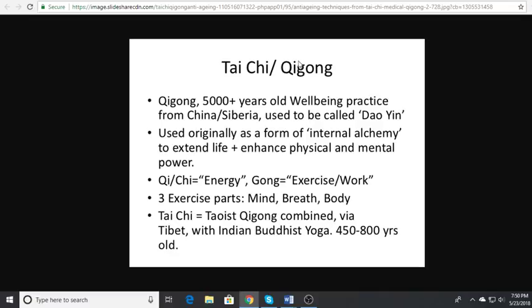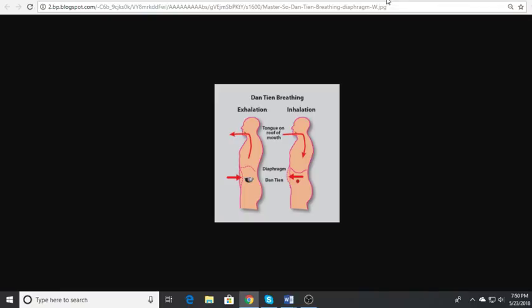Now, Tai Chi is Qigong combined via Tibet with Indian Buddhist yoga. In a sense, it's a martial form of Qigong. So it's basically a self-defense form of Qigong, whereas Qigong itself is all about health and wellness and not necessarily in defense of oneself.